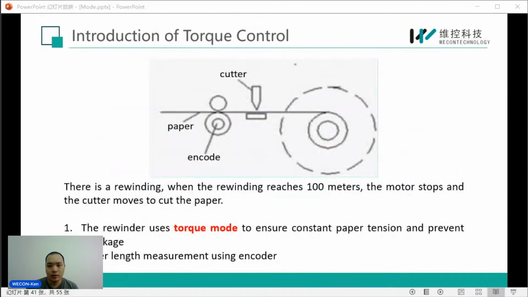Okay, next. This is a rewinding case. Because we need the machine to keep the same force during working, the thickness of the roll will change. If we use other modes, we cannot achieve this function, because we need to keep the paper tight.